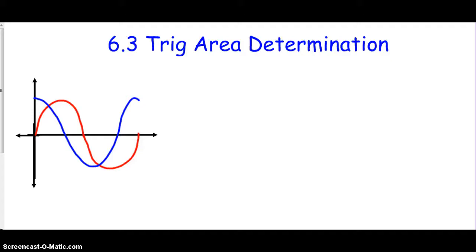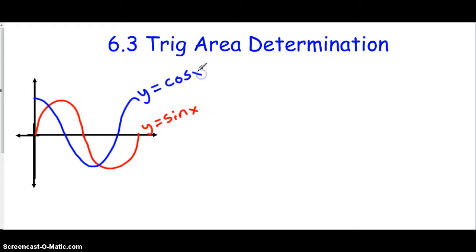Hello IB, this is your third day of Unit 6 and we're going to be talking about trig functions and the area between a trig function and the x-axis, or a trig function and another trig function. Just to give you an idea of what we're going to be discussing, I've drawn a general sine curve. This is y equals sine x in red, from 0 to 2 pi. And then we're looking at the area between the sine function and cosine.